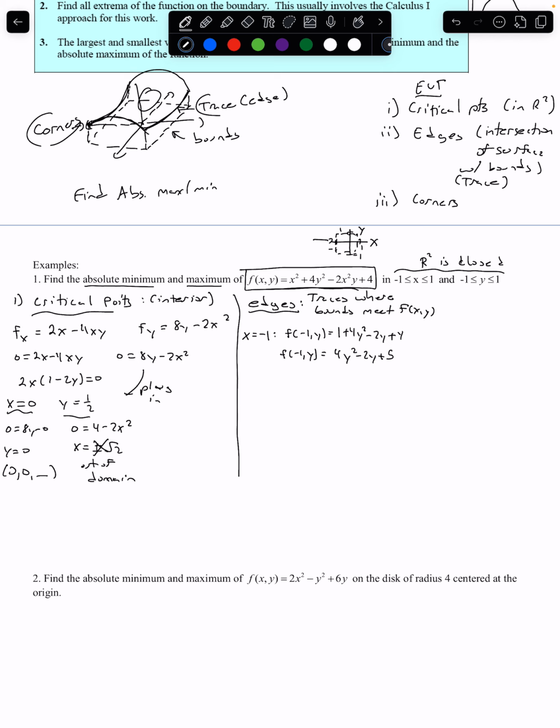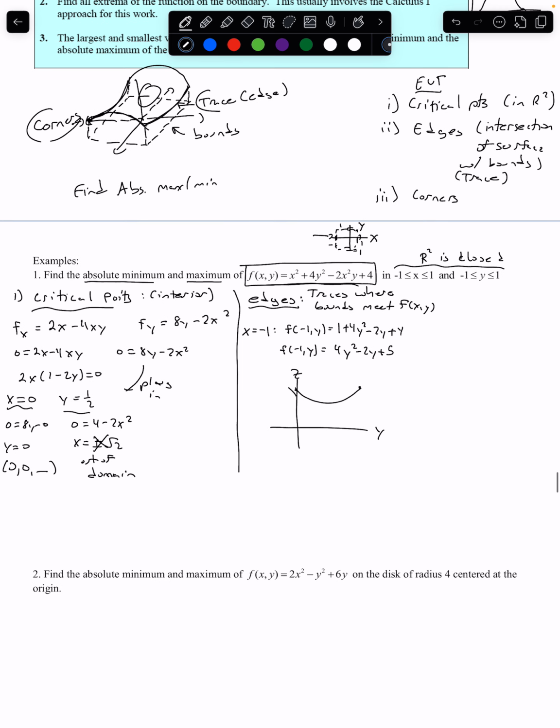Now, remember what I said. What we've created here is, in other words, we're holding x constant, so we're only looking at, in this case, really the yz plane. And remember, x is -1, so this would be a trace at x equals -1. We get a parabola between y is -1 and 1. And what we're looking for is, what's the lowest point on that parabola?